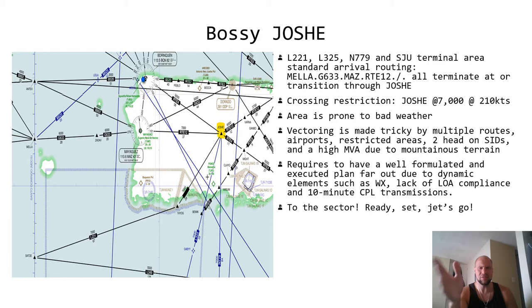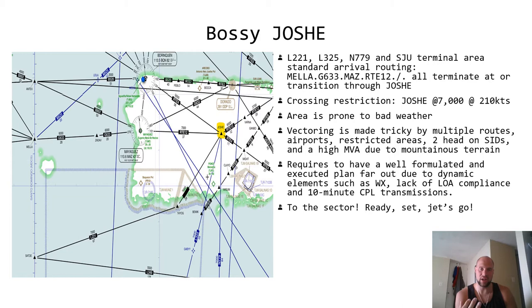Starting off with number one: Lima 221, Lima 325, November 779, and the San Juan Terminal Area Standard Arrival Routing, Maya Green 633, Route 12 San Juan, or Route 12 Joshe San Juan, all go through or transition to Joshe. So built into the very nature of San Juan Center's airspace, you have multiple airways and transitions converging on Joshe. It's built in. So you already have the possibility of aircraft on all these different airways possibly being a factor for each other as they make their way to Joshe. More on that in a minute.